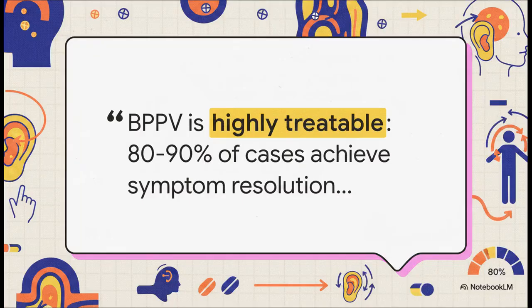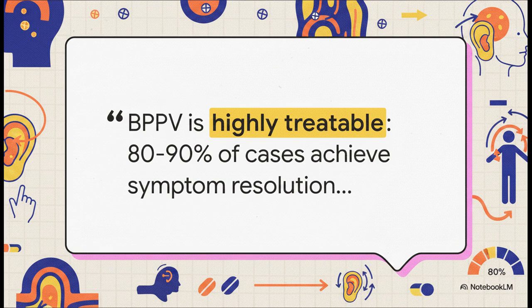BPPV is literally the highest yield bedside cure we have in vestibular medicine. It's the most common cause of vertigo out there, making up 20 to 30% of all cases, and that number spikes up to 50% in older adults, over 60. And as the Australian Dizziness Clinics emphasizes, it is remarkably treatable. We're talking 80 to 90% of cases achieving symptom resolution with just a single maneuver. 2 to 3 sessions, you're at near 100% success.